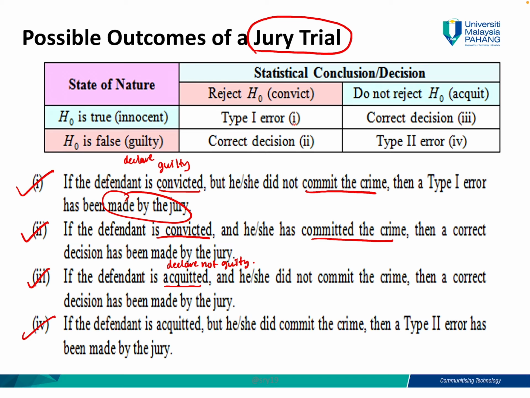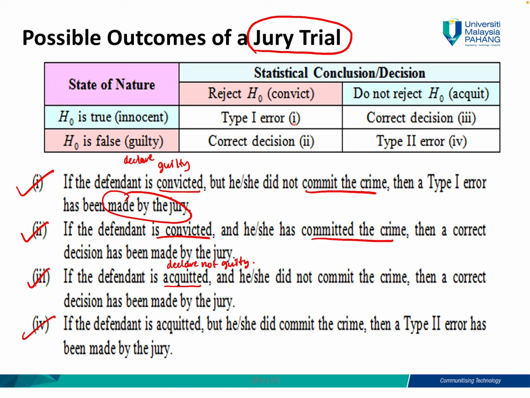Okay, number 4, if the defendant is declared not guilty, but actually she did commit the crime, then a type 2 error has been made by the jury, because the jury declared the person not guilty, sedangkan dia bersalah.